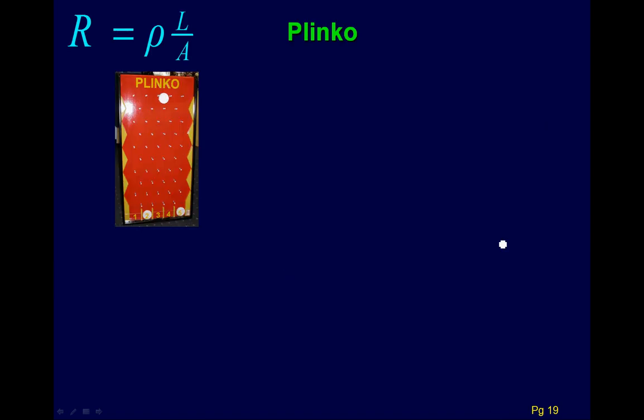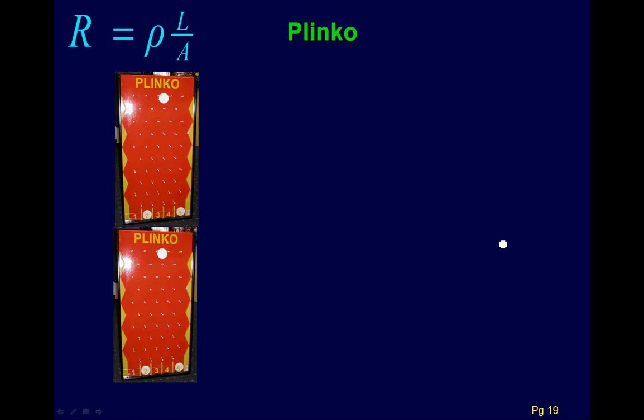So if I have one Plinko board, if I add another one and make it longer, what happens is it's harder for the electrons to get through. They've got to get through twice as many of these little bumps. And so if I increase the length, I have to increase the resistance.